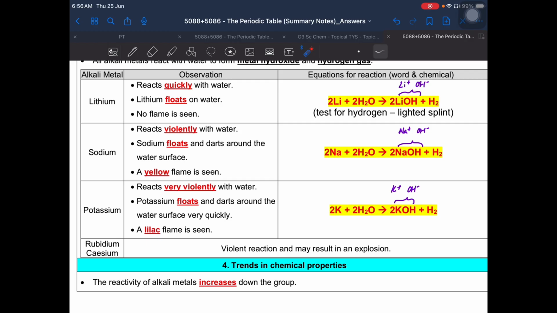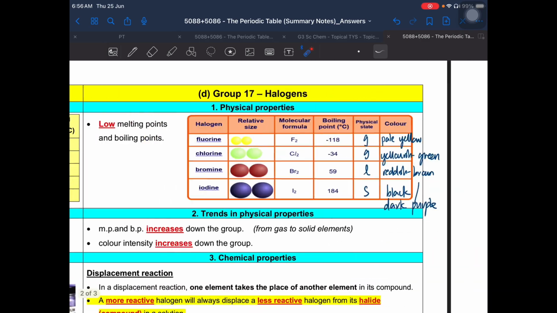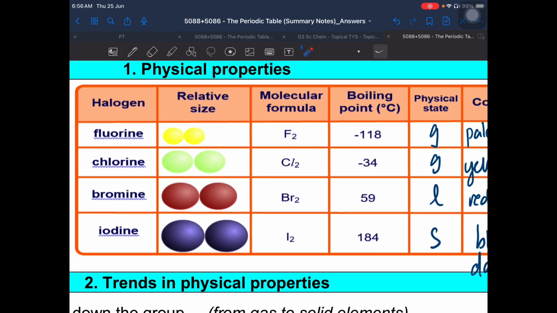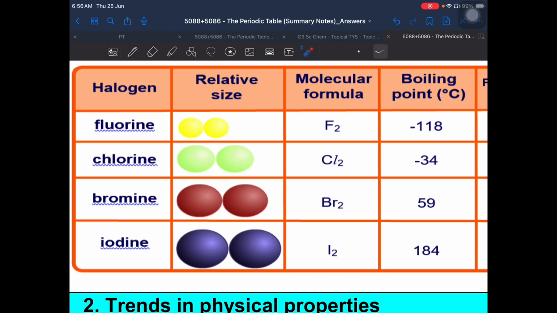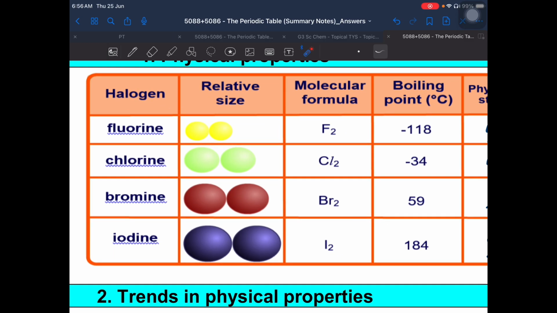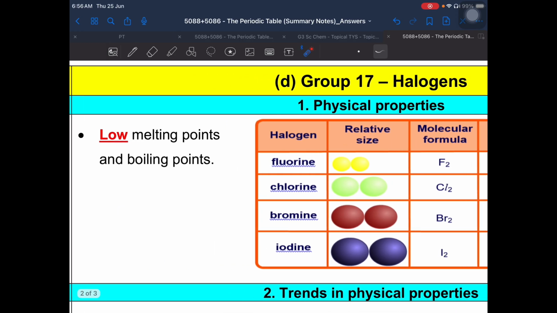Let's take a look now at group 17, which are our halogens. Now group 17, if you look at the right side of the chart, focusing on this part, you'll notice that they have a certain set of melting points and boiling points as well. You can see that they are generally negative or even in the lower numbers. That's why their physical property is generally low melting point and boiling point.